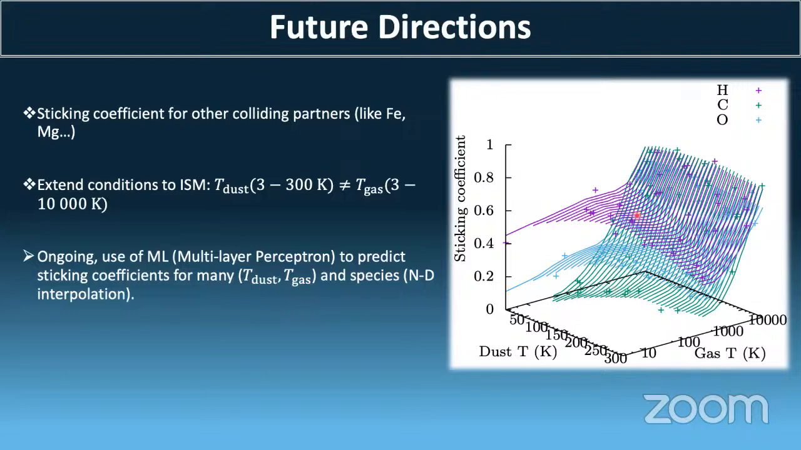So the long-term goal is to extend this to more atoms and to be able to basically share this neural network, these codes, so that in the future you could put any atom you want for any temperature of gas and dust, and the prediction will give you immediately the value of the sticking coefficient to be used in any astrophysical modeling.